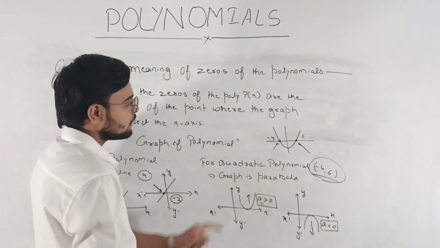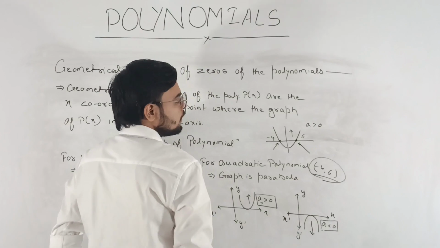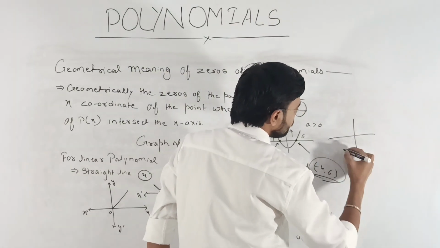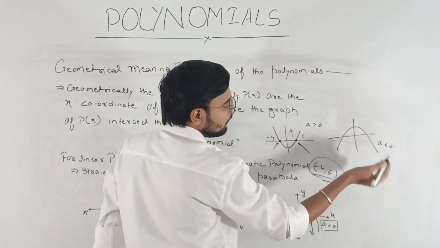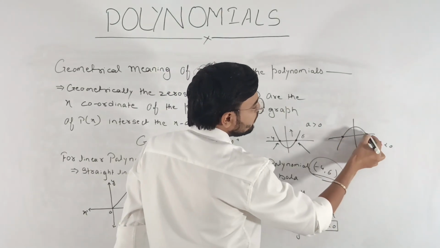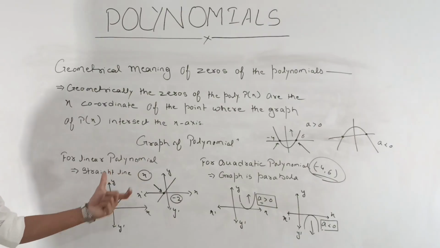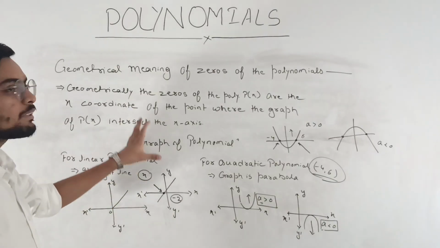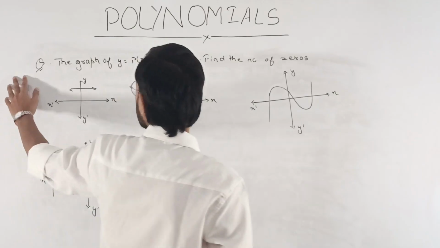Understand? In this case, the mouth is opening in the upward direction, which means a is greater than 0. If I draw this graph like that, then in this case a is less than 0, which means a is negative, and the zeros are the x coordinate of this point and the x coordinate of this point. Understood? Geometrical meaning of zeros of a polynomial. Let's understand by taking some examples. Now look, this is a question. The question is what?